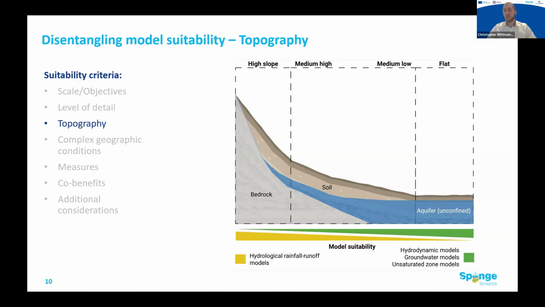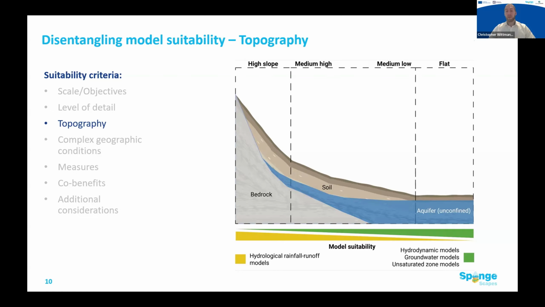And if you go more to the flat areas, so areas where you have virtually no slope, then if you want to use a hydrological rainfall runoff model, oftentimes these are not suitable for these very flat areas because they require some sort of slope in order for the equations to function well. So in these cases, you might opt for more hydrodynamic models or groundwater models that can capture a lot more processes.